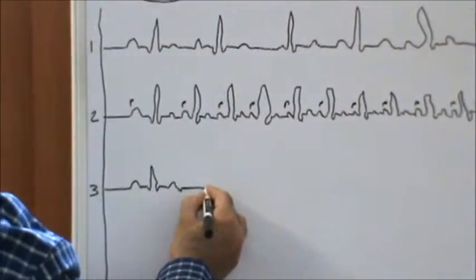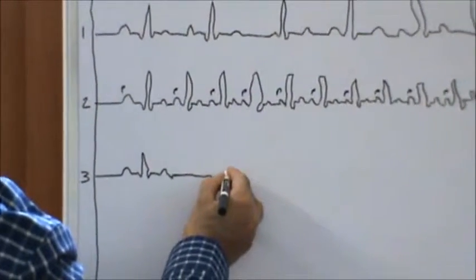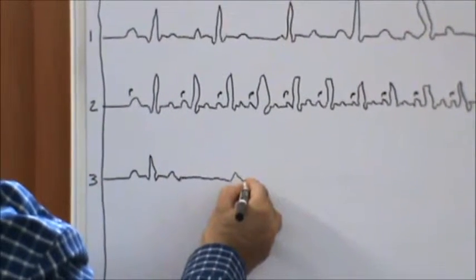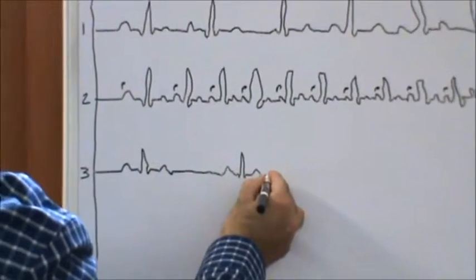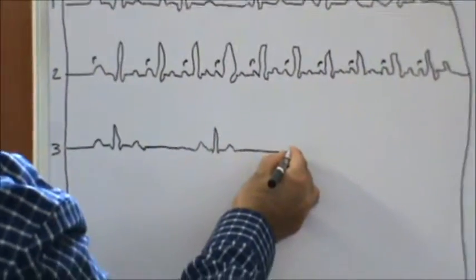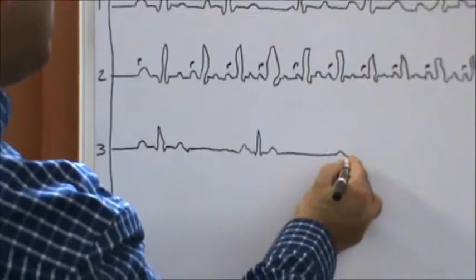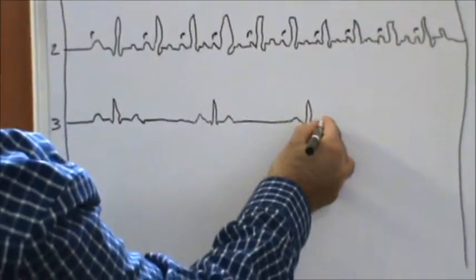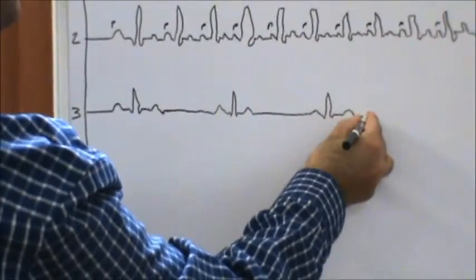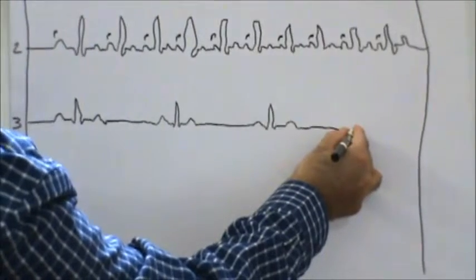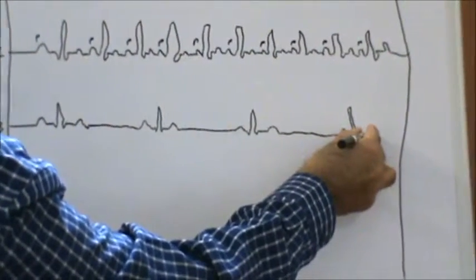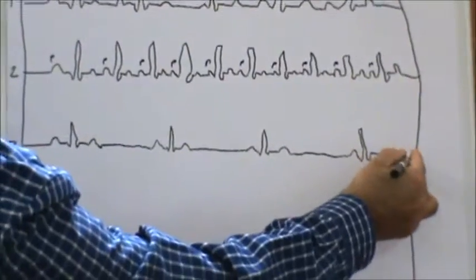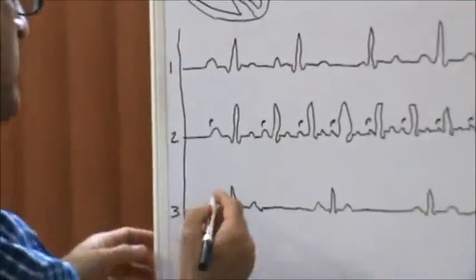Then you have a long pause, and then you see P, Q, R, S, T. Then you have a long pause, and then you have P, Q, R, S, T. And then you have a long pause, and then you have P, Q, R, S, T. It goes like that. So sinus arrhythmia, sinus tachycardia, sinus bradycardia.